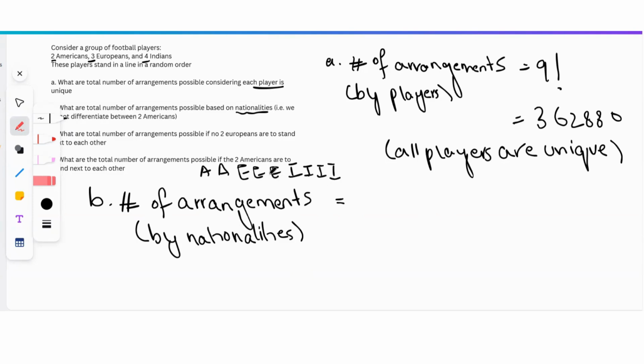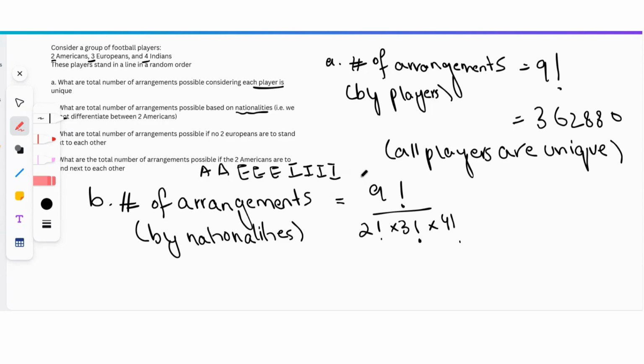Here we want to find the arrangements by nationalities. We're treating the 2 Americans as indistinct, the 3 Europeans as indistinct, and the 4 Indians as indistinct. So the number of arrangements by nationality will be 9 factorial divided by 2 factorial for the permutations of A, similarly 3 factorial for E, and 4 factorial for I, to avoid double counting.